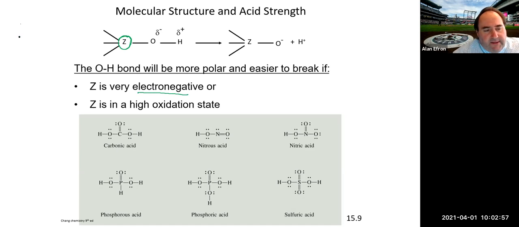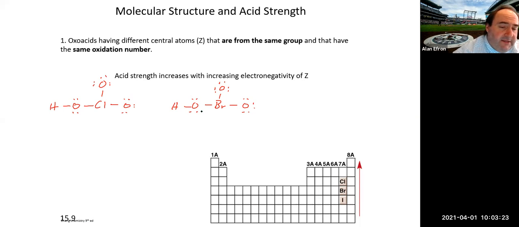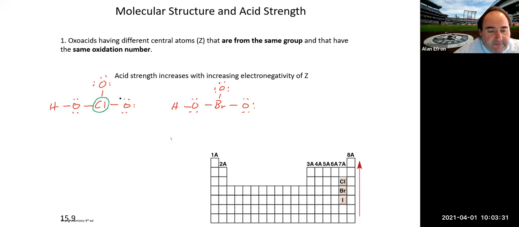A reminder, electronegativity increases up and to the right. We may also look at the central atom's oxidation state and use that to help us compare acid to acid. So let's take a look at one situation here, where we have oxyacids with different central atoms that are from the same group on the periodic table. Here the central atom is chlorine from group 7. The central atom here is Br, also from group 7.